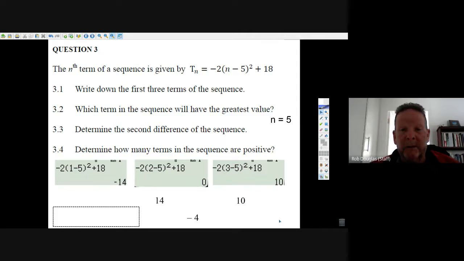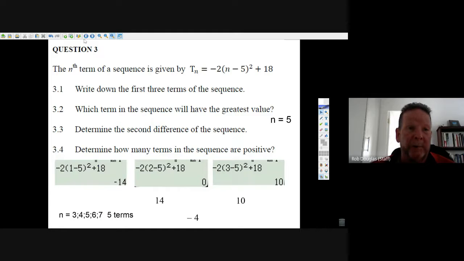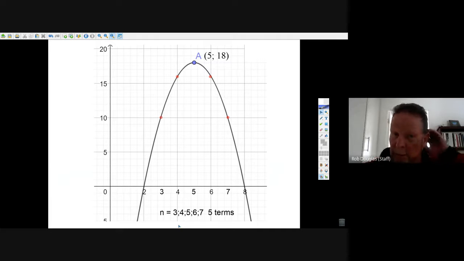Now, the last question, how many terms in this sequence are positive? Mr. Autry shows you can write an inequality and just show you want this function to be greater than 0, and you can solve it that way. It's also sort of easy to see, hey, look, if I put in 2, it makes it 0. That's not positive, but 3 makes it positive. And then 4 must make it positive because 5 makes it positive at 18. And this parabolic thing means there's the same thing on either side. So the first number that makes it positive is 3. 4, 5 is at the very top. 6 must be, and 7 is at the same level as 3, right? 3 minus 5 squared is the same as 7 minus 5 squared. So there's 5 terms.